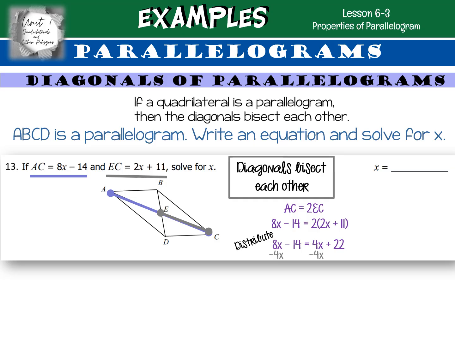Subtract your smaller x on both sides, so subtract the 4x on both sides. 4x minus 14 equals 22. Add 14 to both sides. 4x is 36. X is 9.